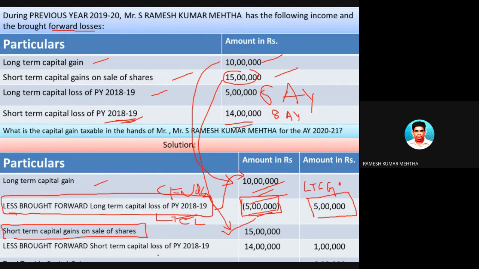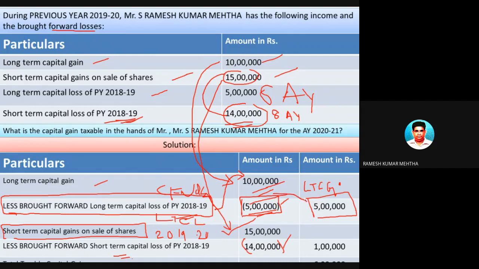So this 14 lakh rupees of short-term capital loss of the previous year is carried forward and set off against the short-term capital gain of the current year, that is 2019-20. So this loss of 14 lakh rupees is set off against this profit of 15 lakh rupees. Okay, so now 14 lakhs is set off, and 5 lakhs is set off. That is, the short-term capital loss of total 14 lakhs is set off, and the long-term capital loss of the previous year is fully set off.